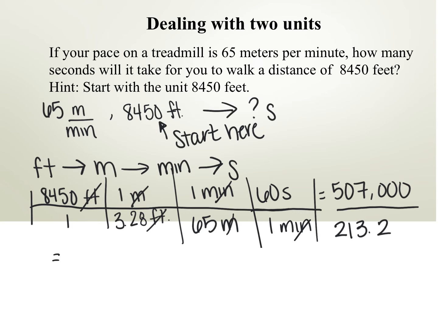What are we getting? 2378. Okay. Last step, we're going to round to sig figs.